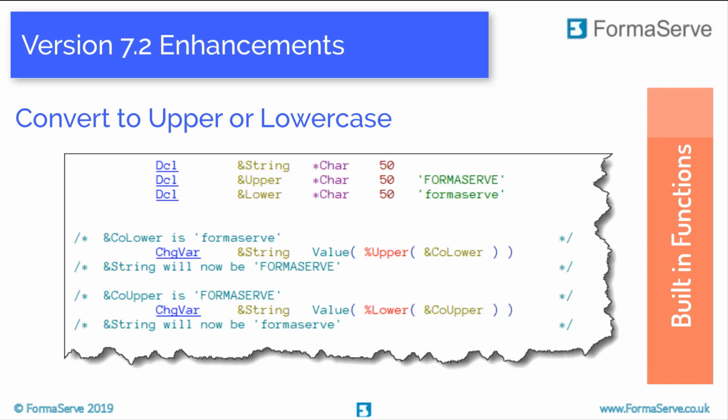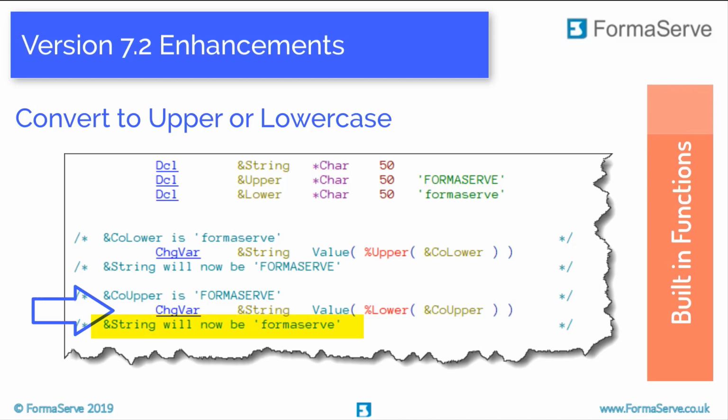And to follow on, in the next example, we have %LOWER. In this example, we're changing the value of &STRING to be lowercase, from what we've got in the variable &CO_UPPER. So the string will now be FormaServe, all in lowercase.